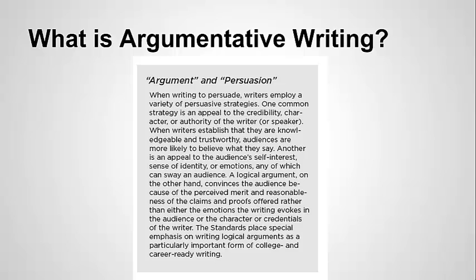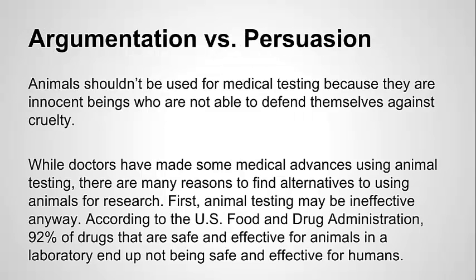So what does this mean? Let's look at an example. Take a look at these two paragraphs. The first one reads, "Animals shouldn't be used for medical testing because they are innocent beings who are not able to defend themselves against cruelty." The second one reads, "While doctors have made some medical advances using animal testing, there are many reasons to find alternatives to using animals for research.